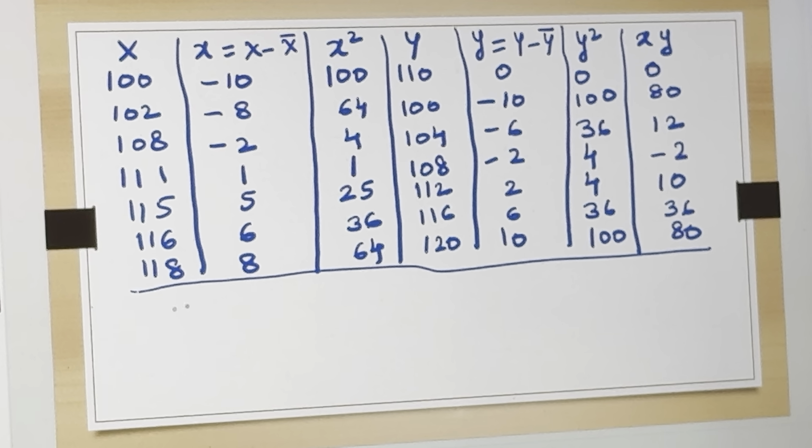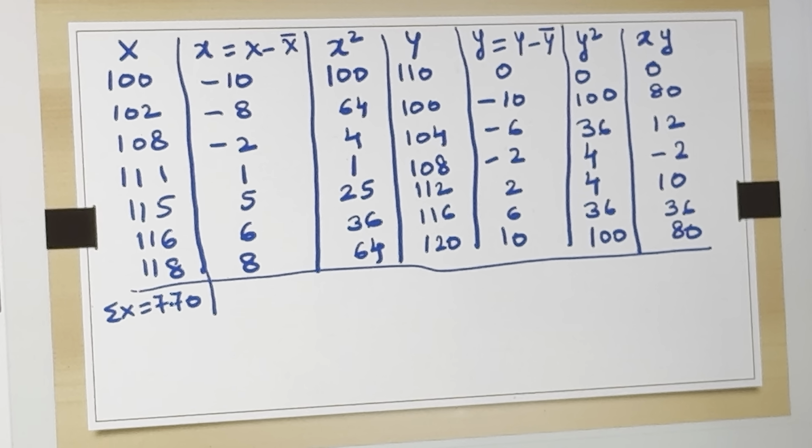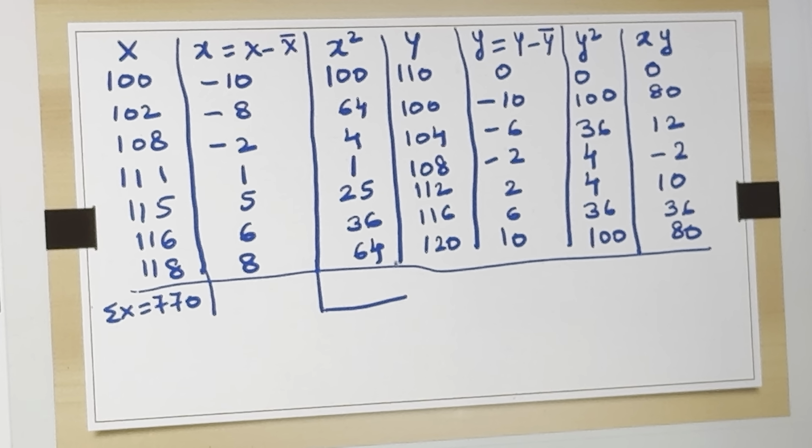So after this you are going to find out the values. Okay. Summation x आपको पहले ही हमने calculate किया है, 770 आया है. Similarly small x summation की ज़रूरत नहीं है. Summation x square का value हमें चाहिए. Summation x square का value कितना है? After adding all these values, you will be getting the value as 294.